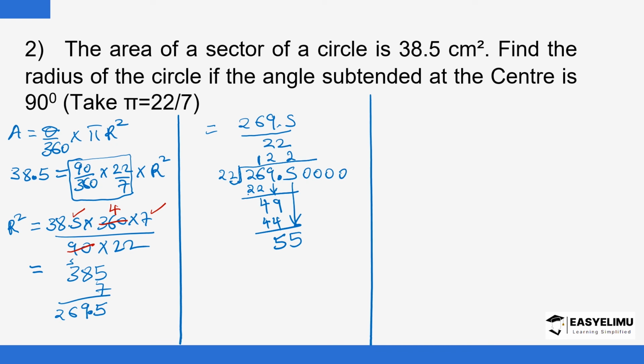22 goes into 55 2 times, and 2 by 22 is 44. So this is 1, and again 1. Then you drop the next 0. So 22 goes into 110 how many times?